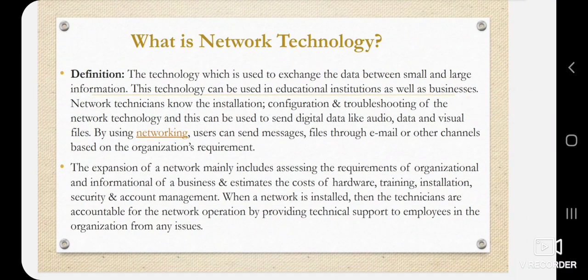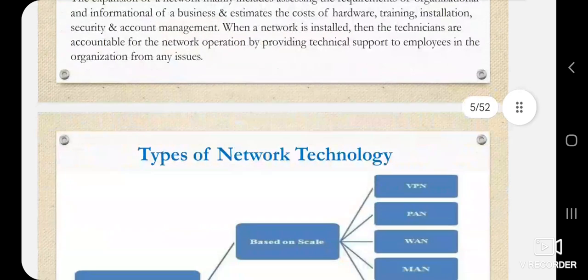What is network technology? Definition: the technology which is used to exchange data between small and large information. This technology can be used in educational institutions as well as businesses. Network technicians know the installation, configuration, and troubleshooting of the network technology, and this can be used to send digital data like audio, data, and visual files. By using networking, users can send message files through email or other channels based on the organization's requirement.